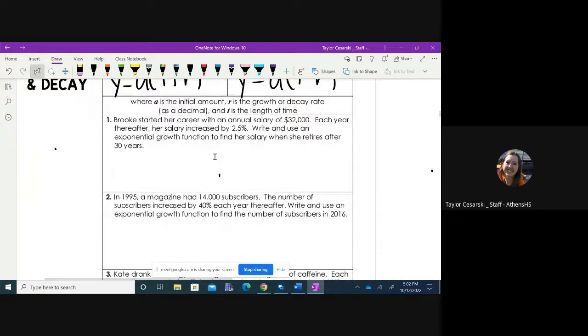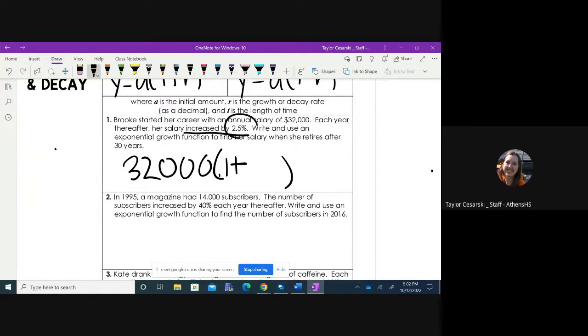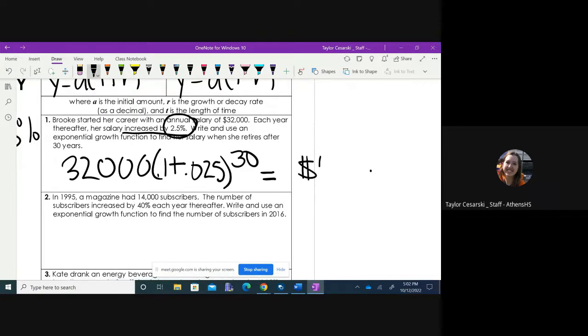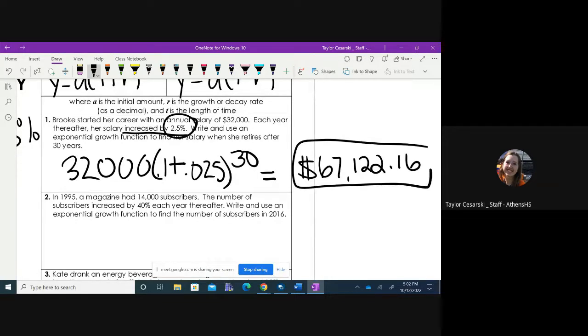So Brooke starts with 32,000. That's my initial value. Each year her salary increased, meaning this is growth, by 2.5%, but I needed to turn that into a decimal. So I'm going to move my decimal place 2 to the left to get 0.025. And we want to find her salary when she retires in 30 years. So that is my t, so I'm going to raise it to the 30th power. When you type that all in your calculator, you get $67,122.16.